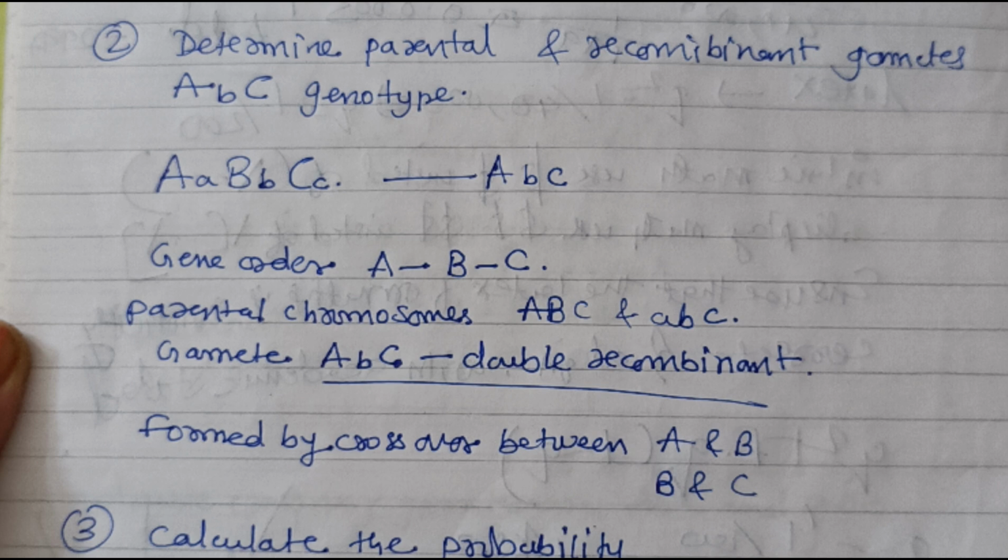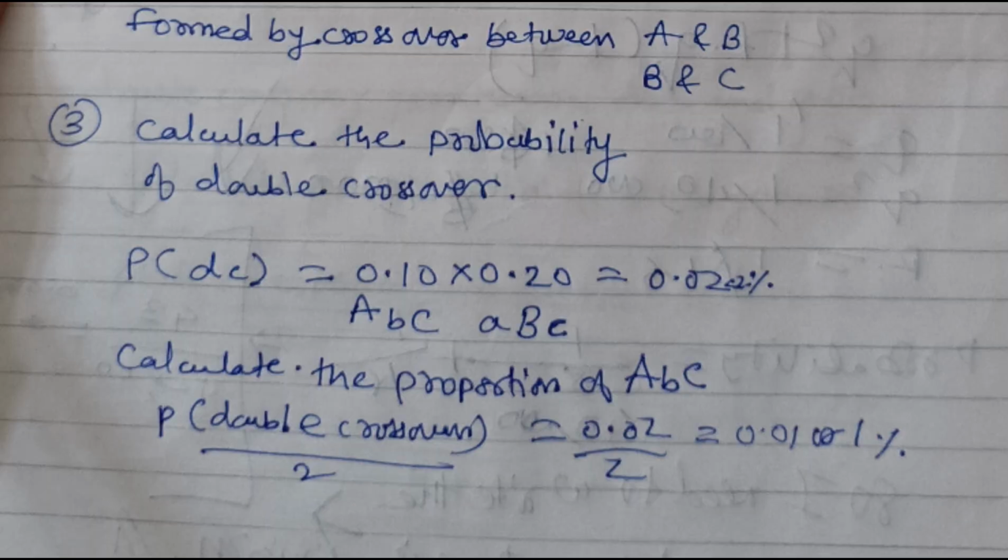So we have to calculate the probability of a double crossing over. How will we do that? The probability of a double crossing over is the product of the individual recombination frequencies. So P of double crossing over is the crossing over between A and B times the crossing over between B and C, which is 10% and 20%. We write 0.10 times 0.20, which comes out to be 0.02, that is 2%.